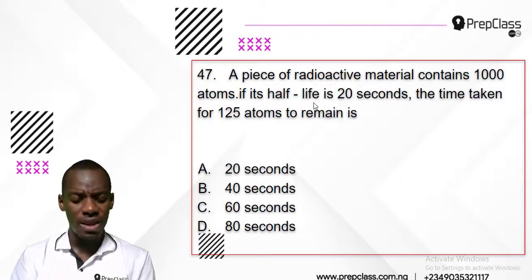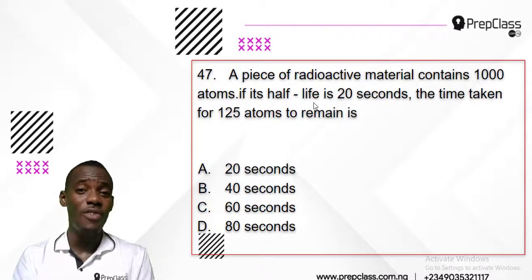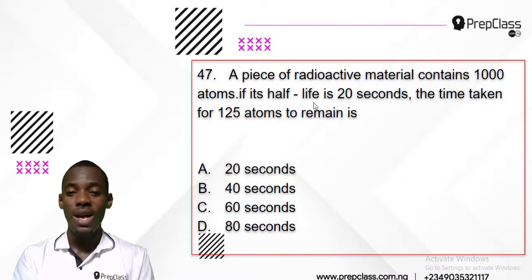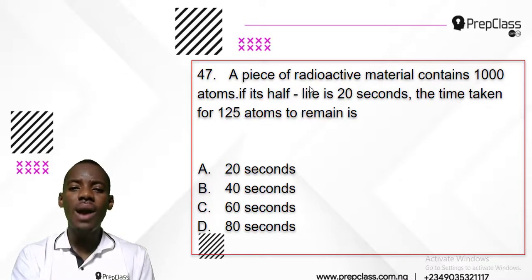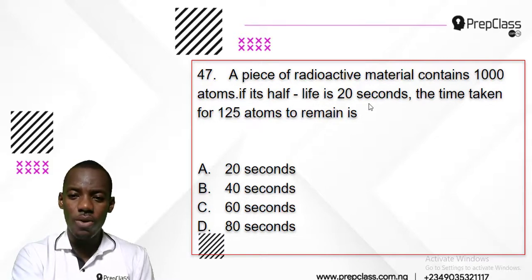They can show you the bone of a dinosaur and say this thing has been on this earth for over 10 million years. That person talking has not lived up to 100 years, but how did he know? It is because of the half-life equation. But how can we find the half-life of something? It has 1,000 atoms. If its half-life is 20 seconds, what is the time taken for 125 atoms to remain?